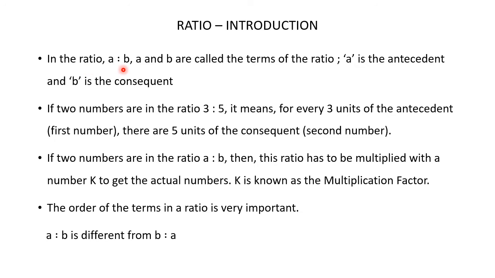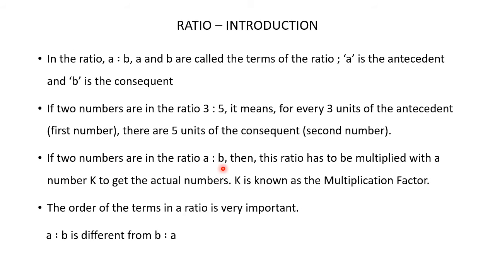In the ratio A is to B, A and B are called the terms of the ratio. A is the antecedent and B is the consequent. If two numbers are in the ratio 3 is to 5, it means for every 3 units of the antecedent, that's the first number, there are 5 units of the consequent, that's the second number.